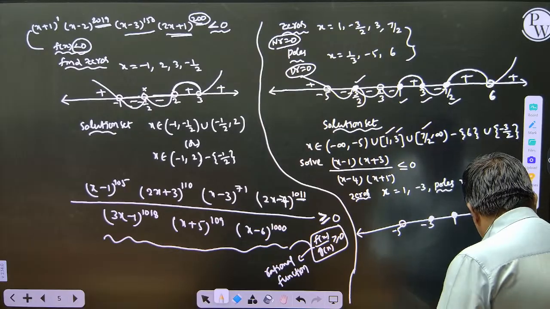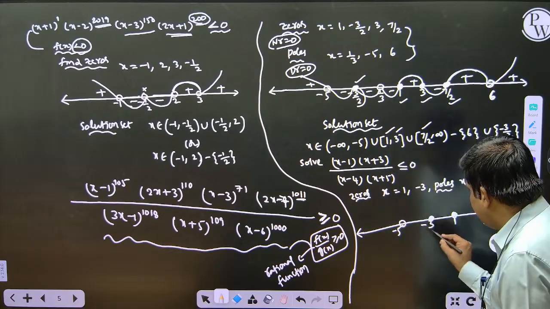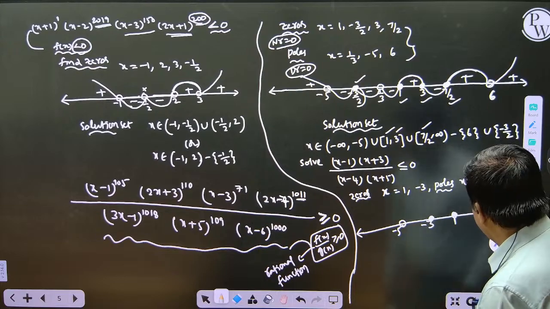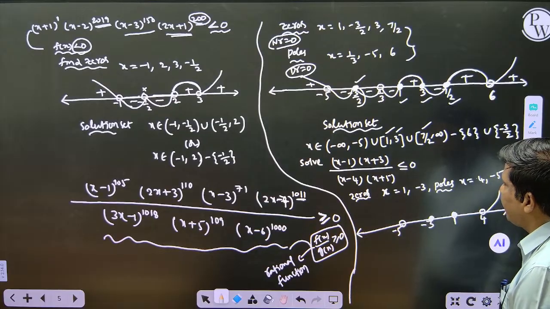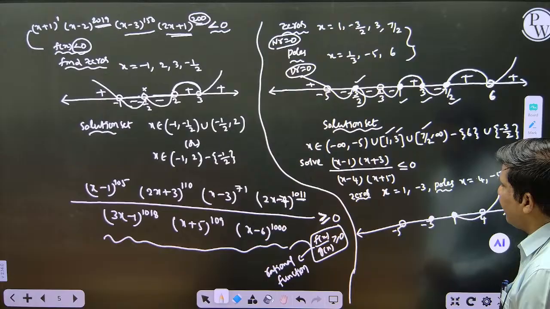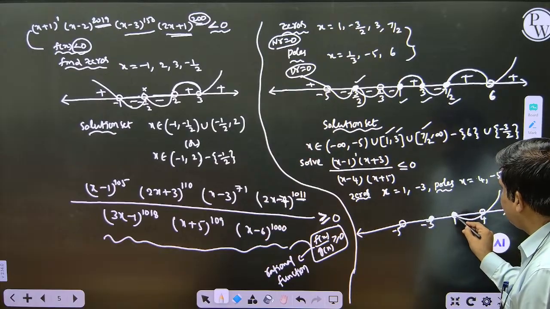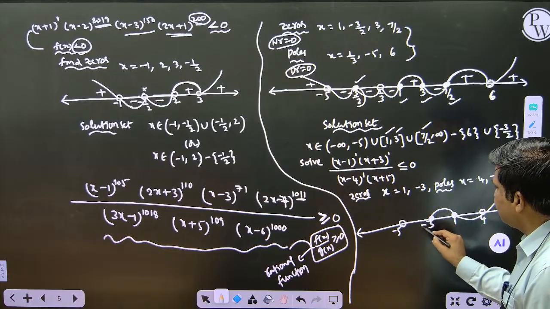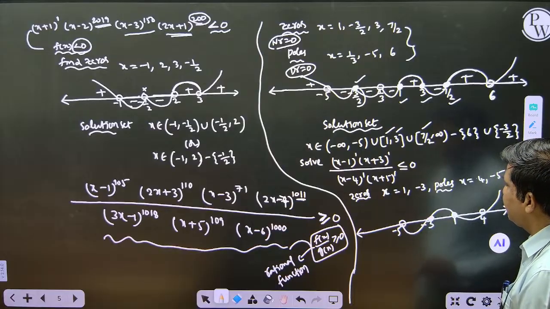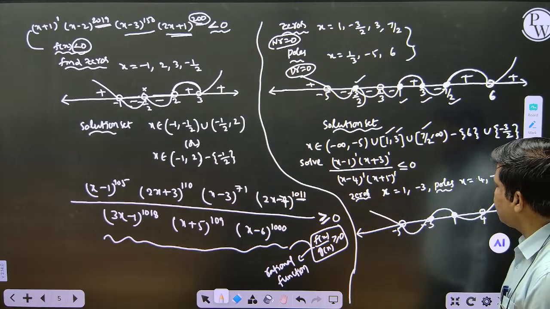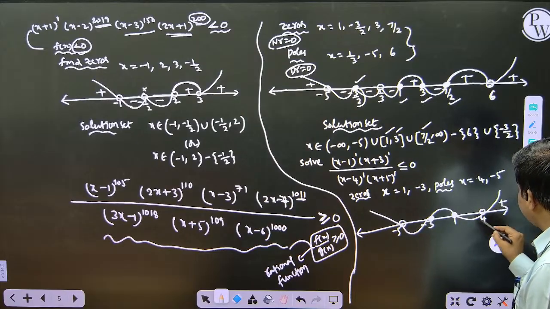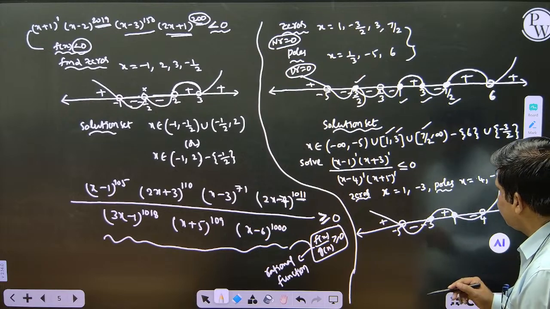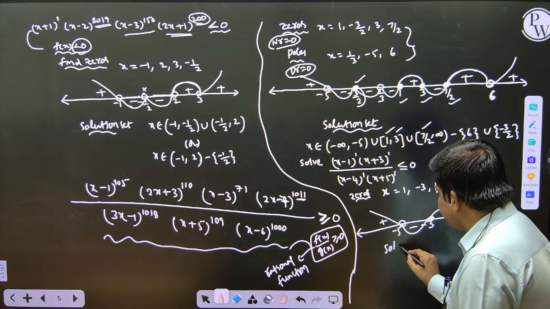Okay. Now we start the wave from which side? Right side of the largest value, 4. What is its power? Odd, cross it. 1. What is its power? Odd, cross it. Minus 3. What is its power? Odd, cross it. Minus 5. What is its power? 1. Odd, cross it. Above the axis the part is positive and below the axis the part is negative.